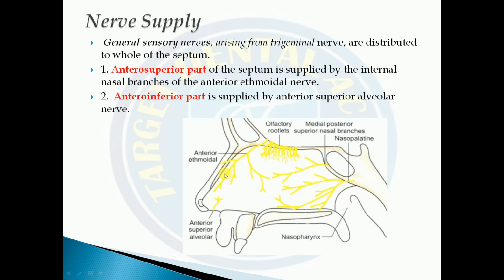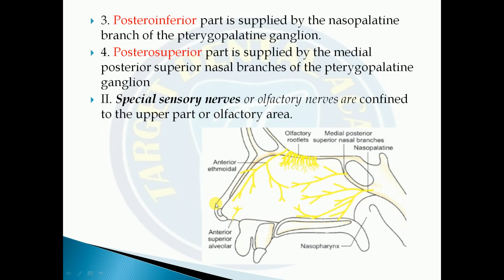Coming on to the nerve supply, the general sensory nerve arises from the trigeminal nerve. The anterior superior part is supplied by the anterior ethmoidal nerve. The anterior inferior part is supplied by the anterior superior alveolar nerve, while the posterior inferior part is supplied by the nasopalatine branch of the pterygopalatine ganglion, while your posterior superior part is supplied by the medial posterior superior nasal branch.